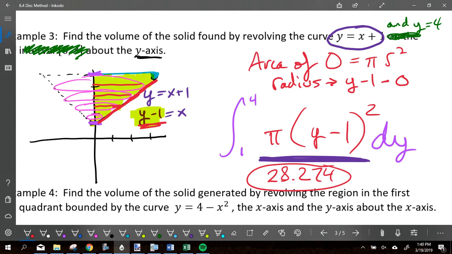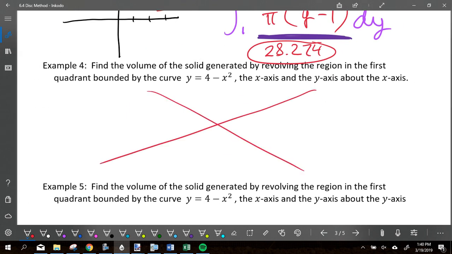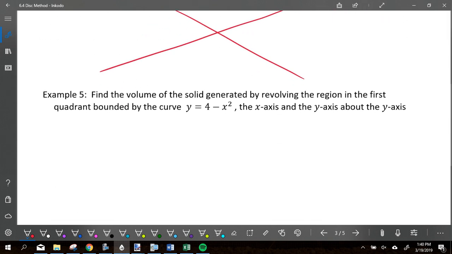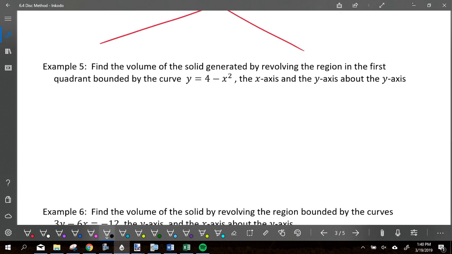We're going to do one more. So we're going to skip number 4, because if you can do number 5, you can also do number 4. So we're going to jump down and do one last one here together. Let's look at example 5. Example 5 says, find the volume of the solid generated by revolving the region in the first quadrant, bounded by this line, the x-axis and the y-axis, about the y-axis.